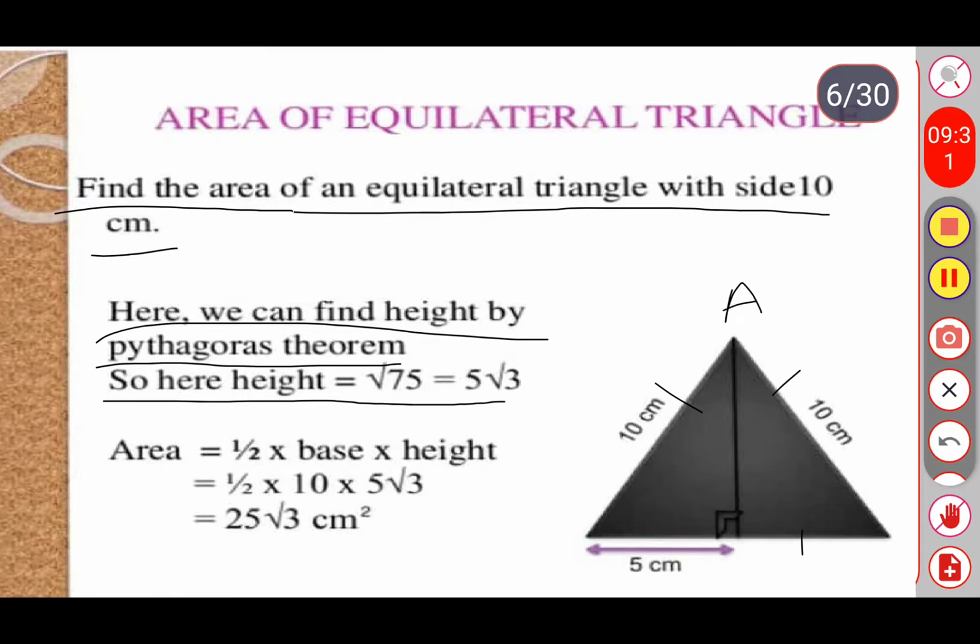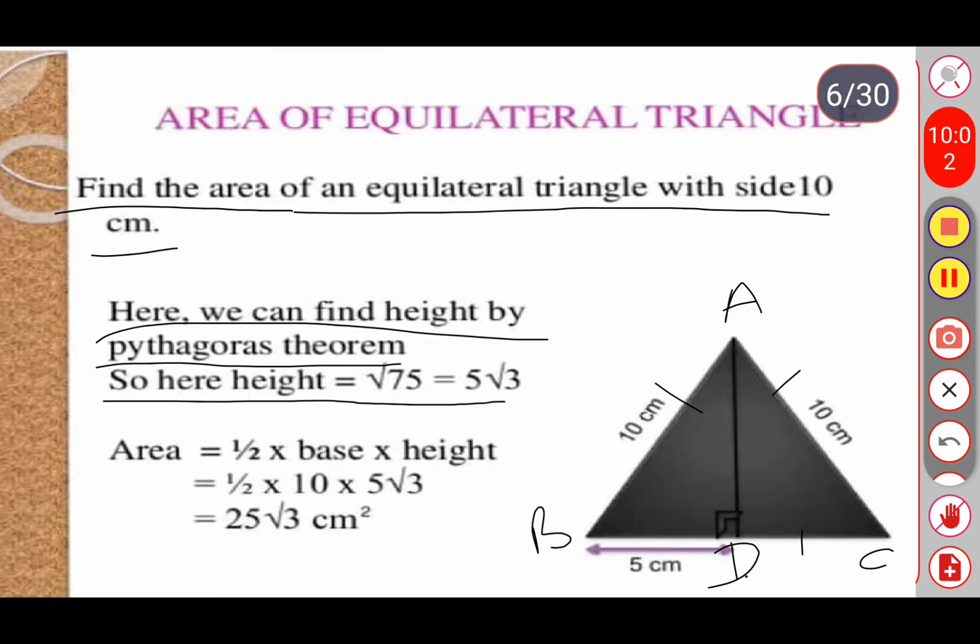This is A, B, C, right? And consider that point as D. So how can you write the Pythagoras theorem? What is the statement of the Pythagoras theorem? In the right angle triangle, the square of the hypotenuse is equal to the sum of squares of the other 2 sides of the right angle triangle.